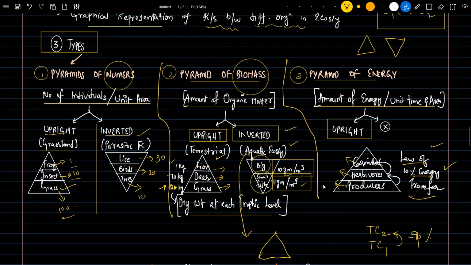So here let's say 100 units. Here 90 percent loss means only 10 units will be transferred here. Here 90 percent loss means only one unit will be transferred here. So this is pyramid of energy. It can only be upright. So this is the major difference between all three.